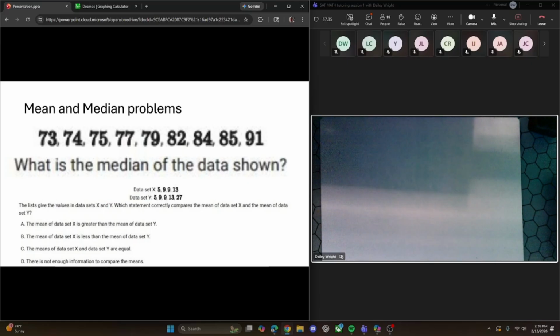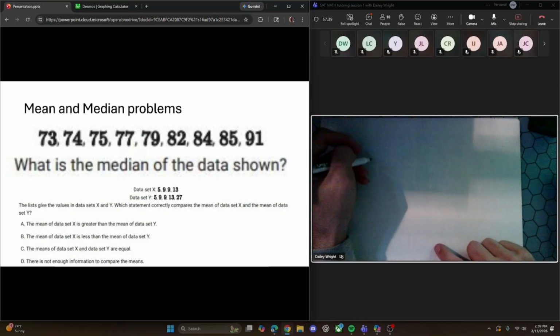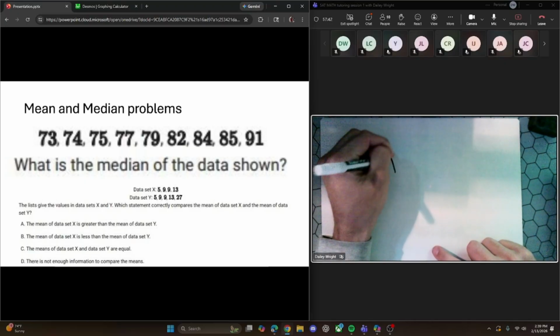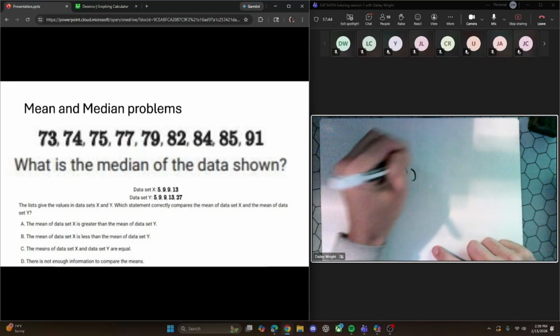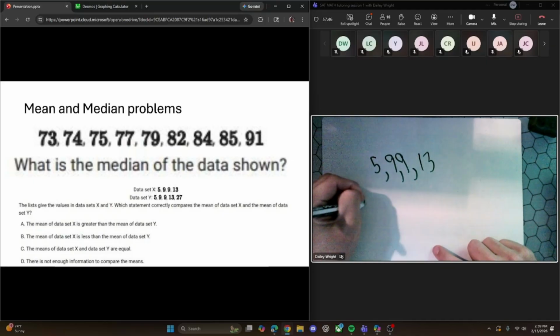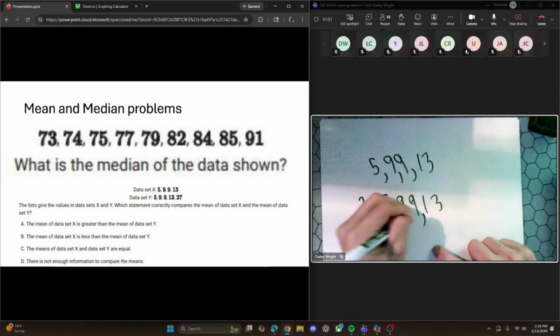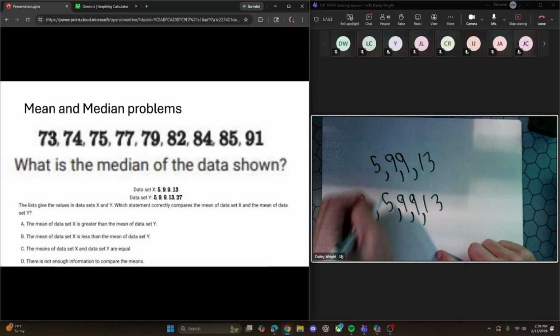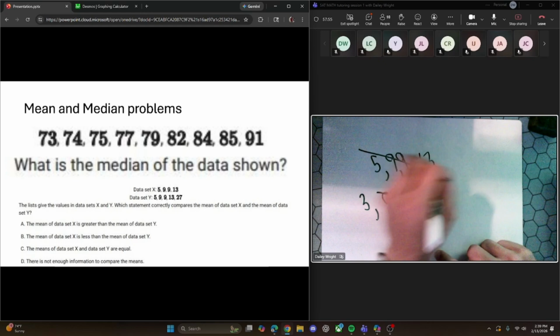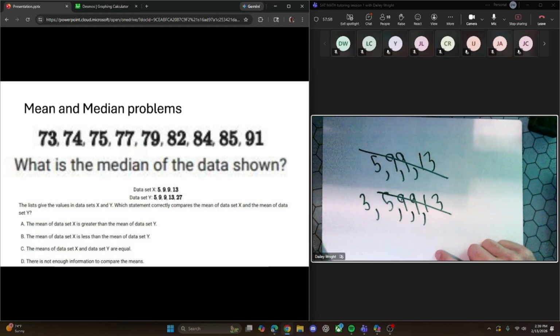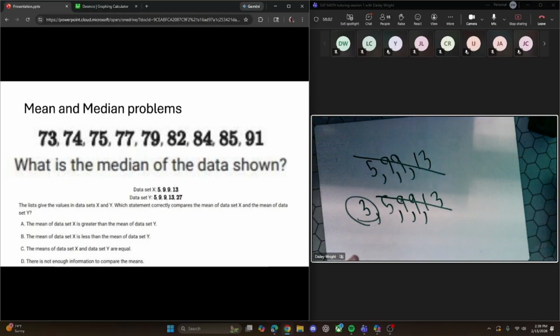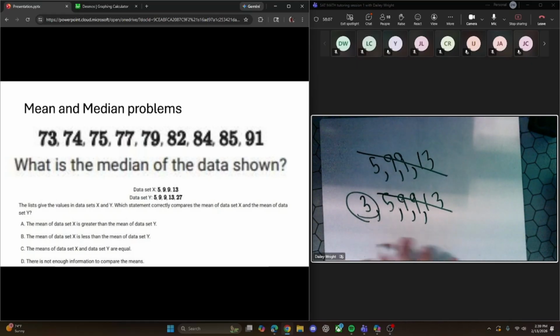Same thing, say, I'm going to write this down. Say data set X was 59913 and data set Y was 3599913. These are the same. These would cancel each other out. These means are the same. Since there's a 3 right here, it's going to lower the mean of dataset Y, which would mean dataset Y's mean in this case is actually smaller.